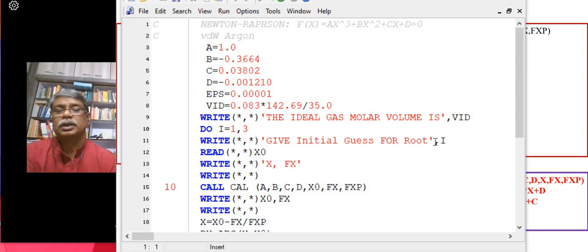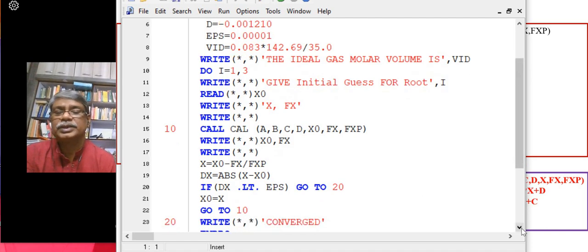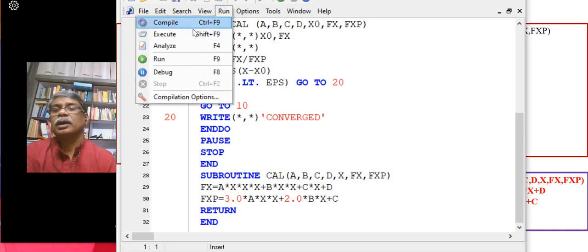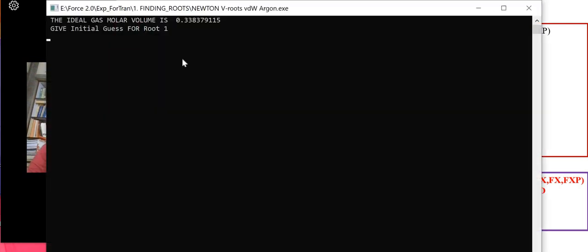For every run, for I equal to 1 to 3, it asks for an initial guess. You put it in, and then it calls the subroutine subprogram, and goes on repeating the steps depending on the check whether it is less than epsilon or not, then go to 20. That logic I have already explained. This is exactly the translation of that algorithm and exactly the subroutine as I have mentioned. So let me run the program, and we are expecting 3 different roots, and it has to converge.